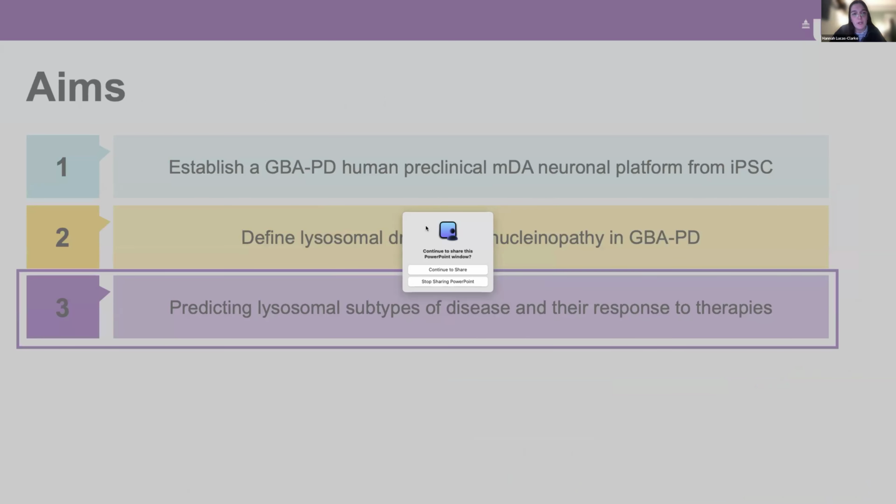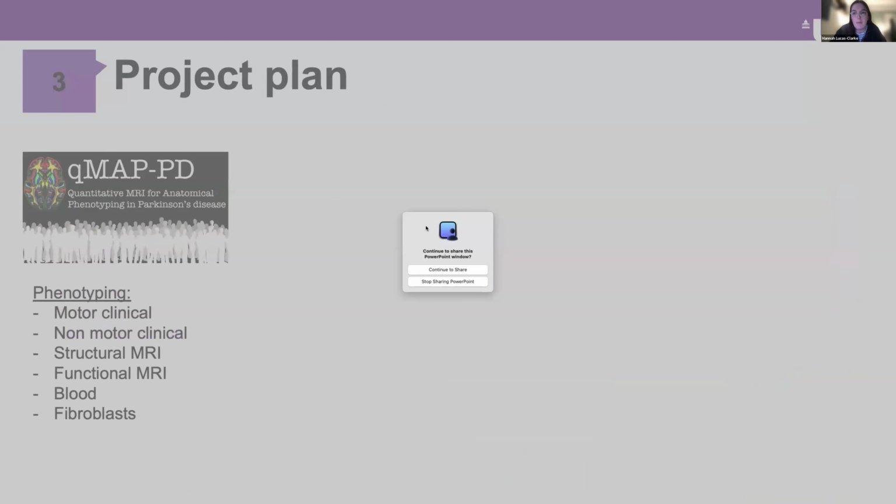And then for aim 3, with the prediction of lysosomal subtypes, for this, we've got a cohort called QMAP PD, and this is a cohort of a bunch of different Parkinson's disease patients, all with various different mutations. And included in that are 10 patients with GBA-PD. And they're going through lots of deep phenotyping, so motor phenotypes, non-motor phenotypes, and then lots of MRIs, both structural and functional. And then we've collected their blood and their fibroblasts from this.